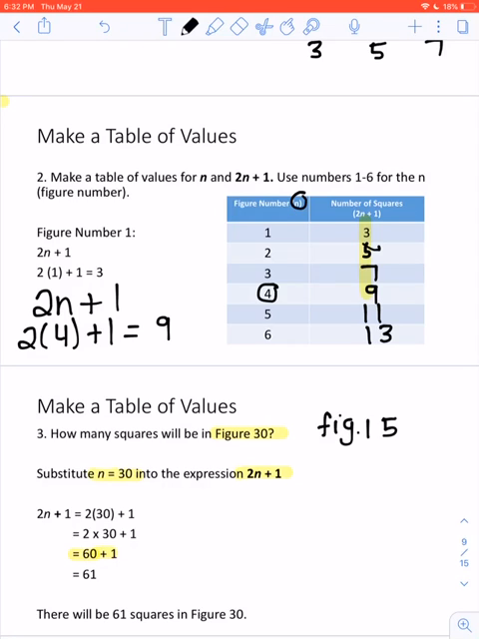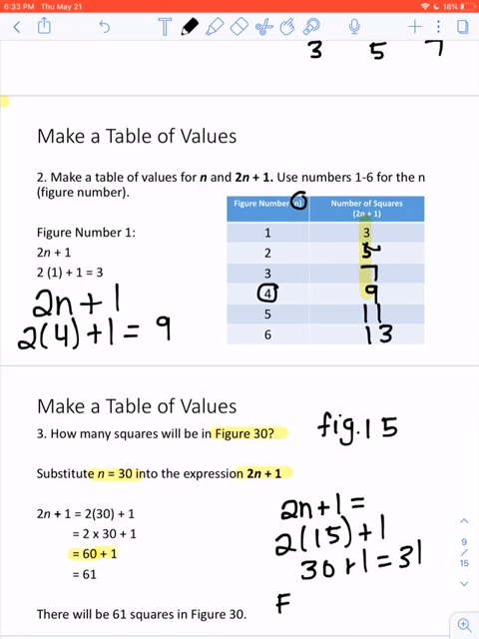Okay, so hopefully you tried that. So hopefully you wrote out 2n plus 1. Now I have figure 15, so I'm going to put in 15. 2 times 15 plus 1. 2 times 15 is 30 plus 1 equals 31. What does that mean? Figure 15 has 31 squares.